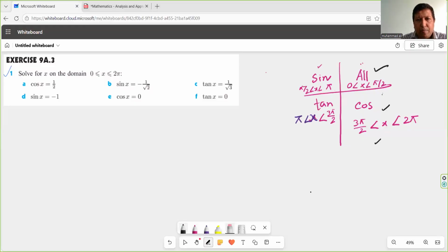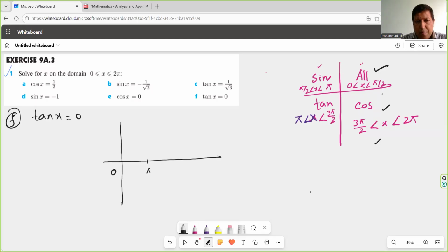F number, tan x equals 0. So we try to sketch this graph. It is 0, pi by 2, it is pi, it is 3 pi by 2, that one is again 2 pi. So in the tan x graph, pi by 2 is the asymptote. Pi by 2 is asymptote.